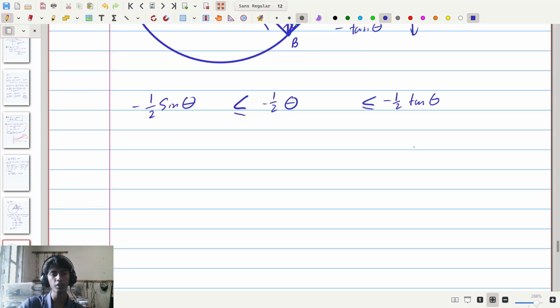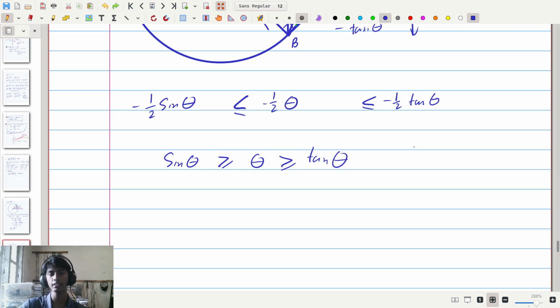Rearranging, first thing we're going to do is divide everything by negative half, which then gives us that sine theta is greater than or equal to theta, which itself is greater than or equal to tan theta. Note here the switch of the sign. Because we divided by a negative value, we needed to switch the signs. This gets switched and this gets switched.